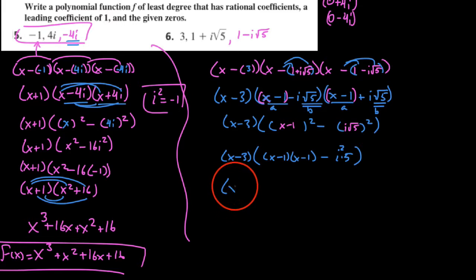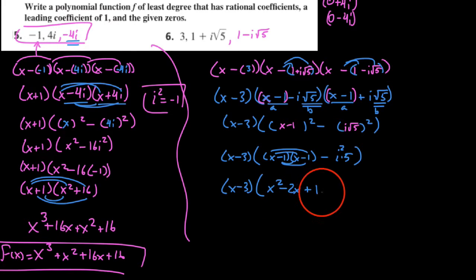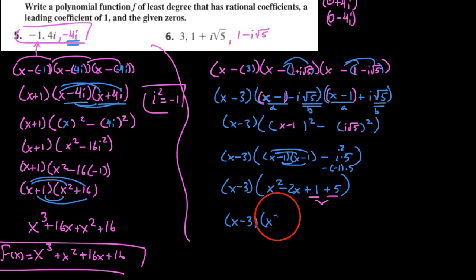So here we go. We say x minus 3. Now let's go FOIL this out, and we would get this. We would get x squared minus 2x plus 1. And then this over here would just become a positive 5 because really we have minus a negative 1 times a 5. So all of this together now, we can combine our constant terms. We get x minus 3, x squared minus 2x plus 6.